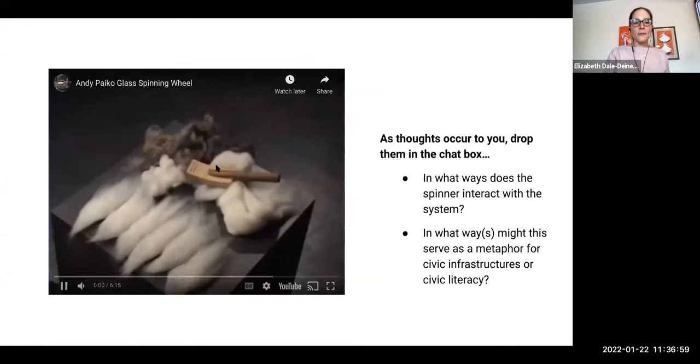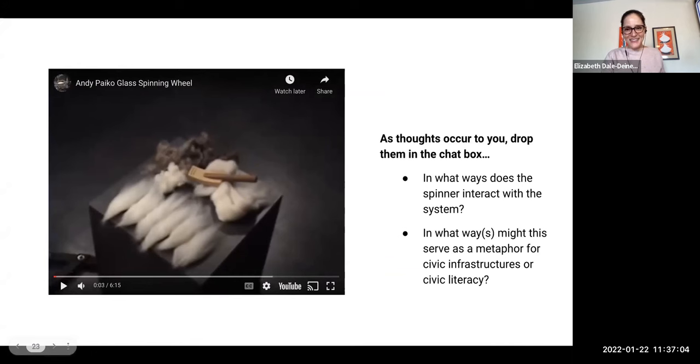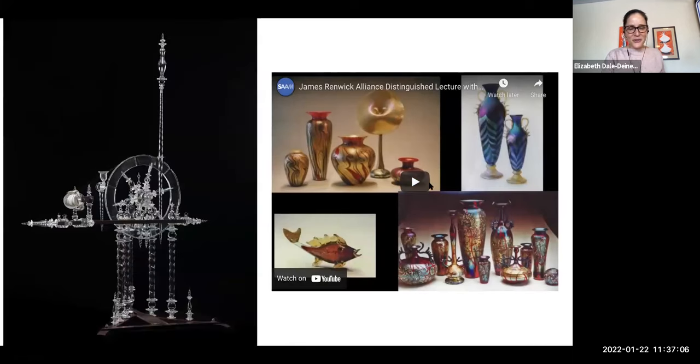So let's keep going. I want to, oh, we're not going to watch this again. Hold on just a second. There we go. I want to just give you a static view of this. So this is, as I said, a spinning wheel. It functions. We saw it function.